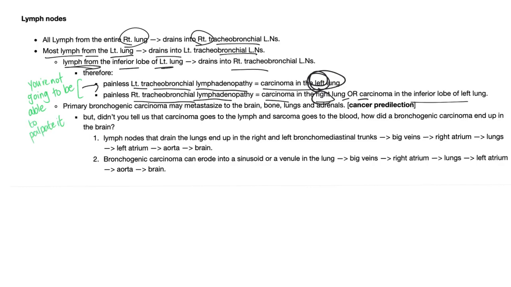If you have bronchogenic carcinoma, it can metastasize to the brain, bone, lung, and adrenal, and this is called cancer predilection. Every cancer has preference for tissue to which to metastasize.